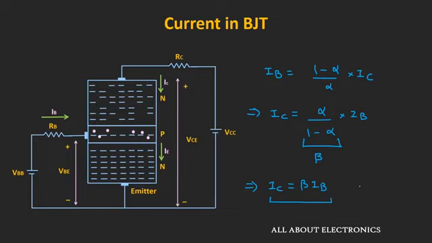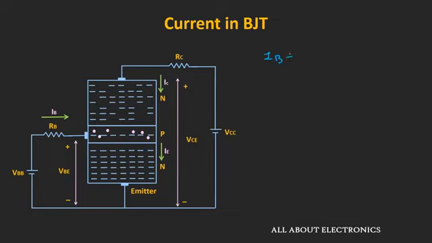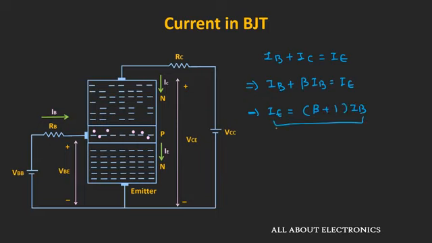So from this we can say that IB plus IC is equal to the emitter current. That means base current IB plus beta times IB is equal to IE. That means the emitter current IE can be given as (beta plus 1) times IB. So this is the relationship between the base current, emitter current and the collector current.